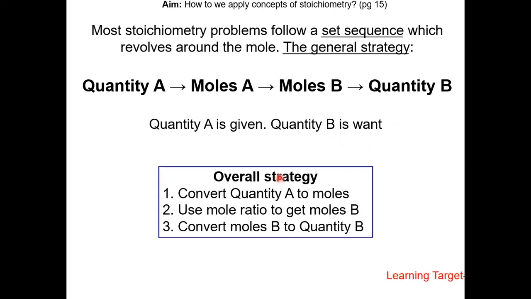The overall strategy is convert quantity A to moles, use the mole ratio to get moles B, convert mole B to quantity B. Quantity A and quantity B can have units of mass, volume, or number of atoms and molecules. In this general strategy, the most important step is the mole ratio. We can only compare the two substances through mole ratio. Sometimes quantity A or quantity B have units of moles, so you have one less step in the general strategy.